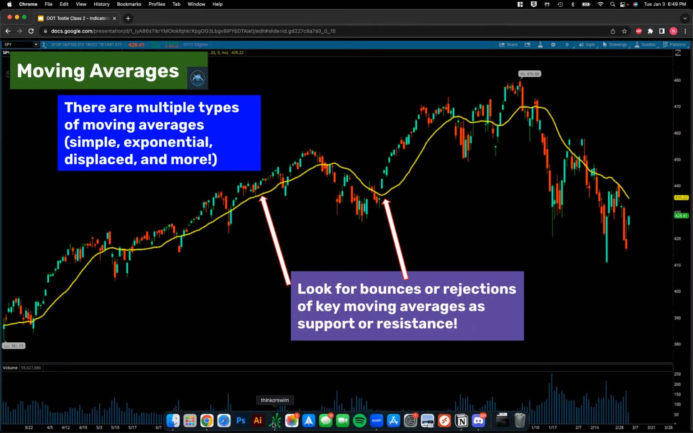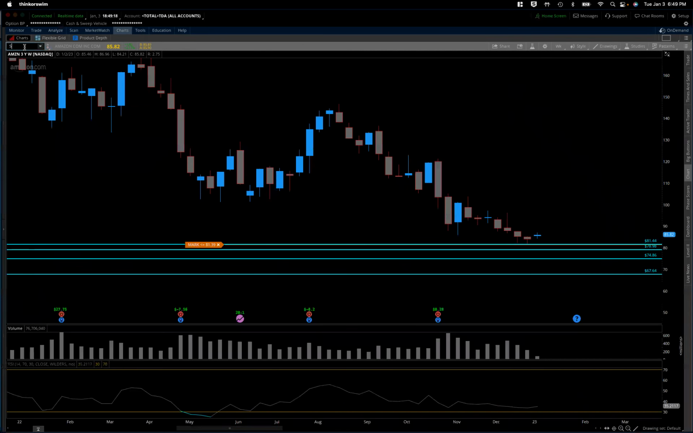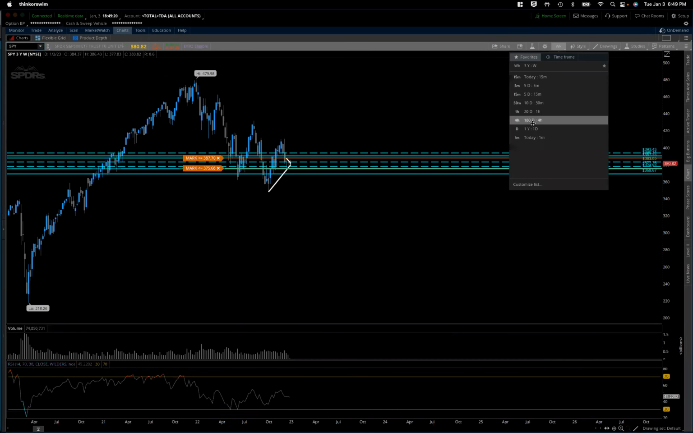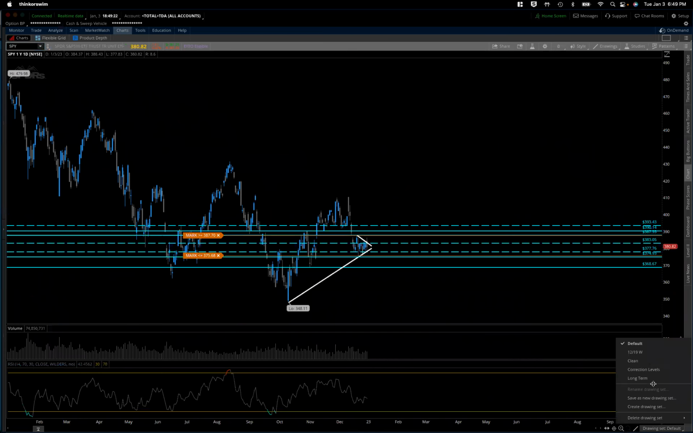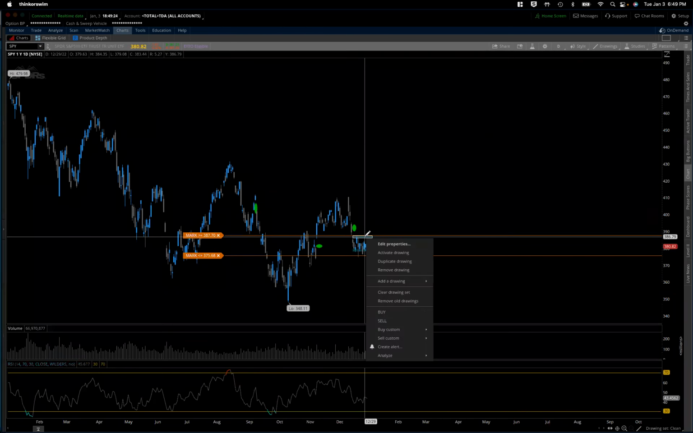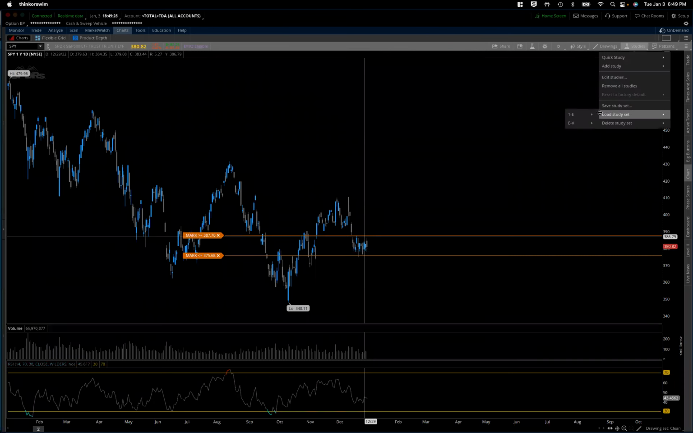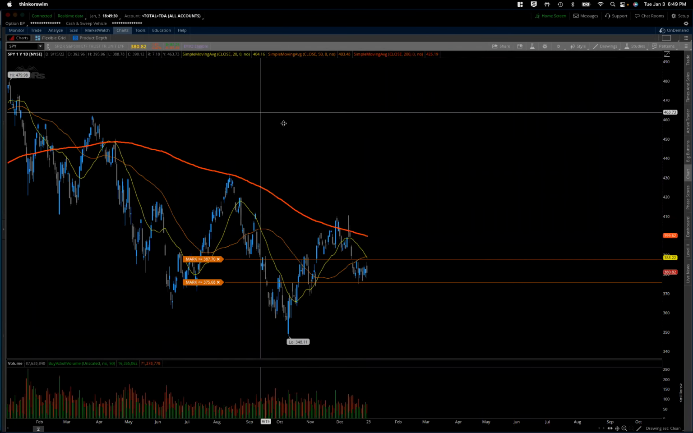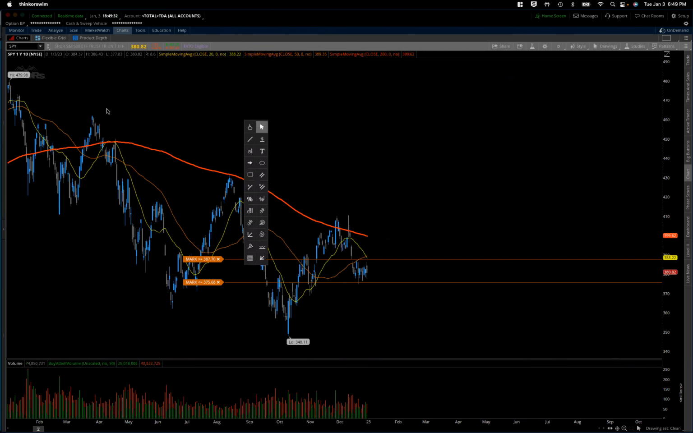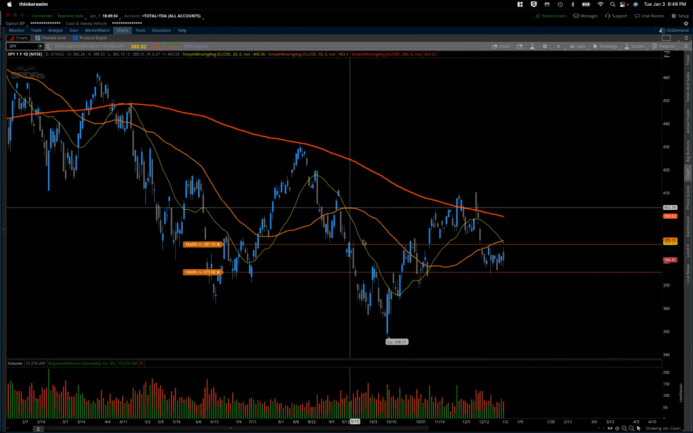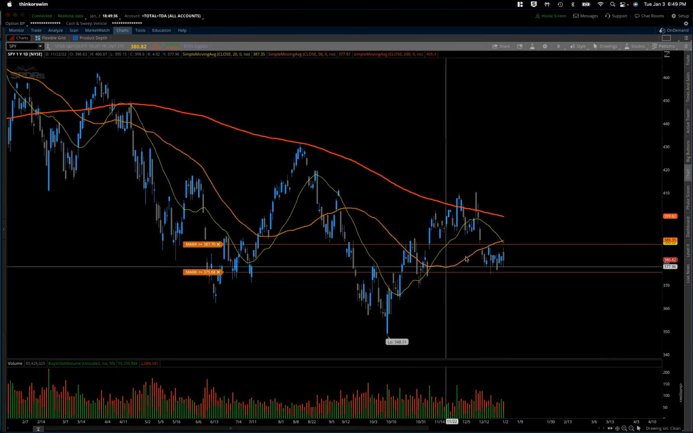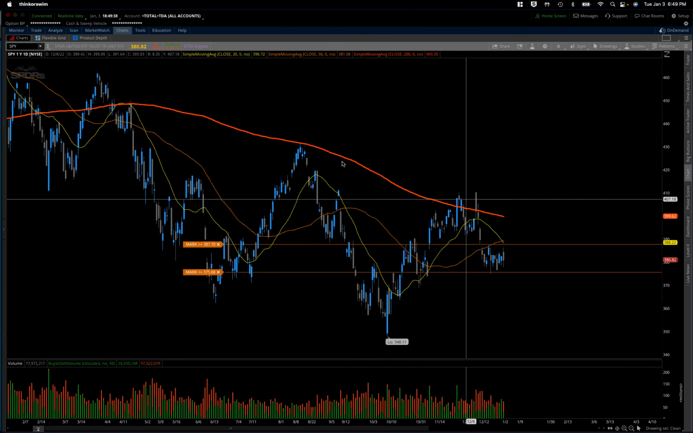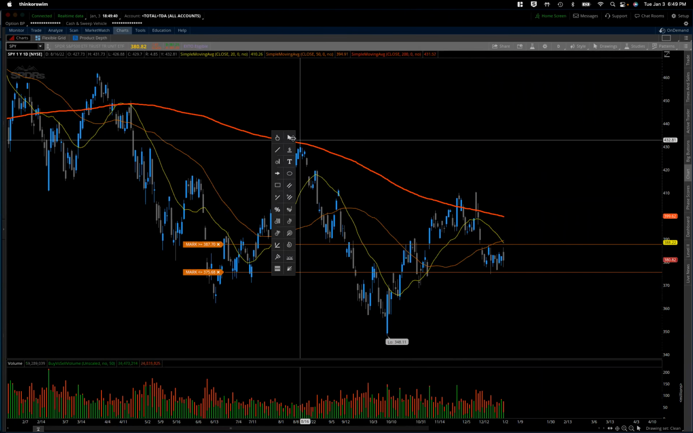I don't have all these moving averages shown here, but we can pull up the SPY chart. Let's take a look at our daily chart. Let's go to something clean so you don't have all my levels, which is still not clean, story of my life. Let's take a look at one of my study sets, which conveniently has my most commonly used moving averages, simple moving averages here. So the 20 moving average is in yellow, the 50 moving average is in orange, and the 200 moving average is in red.